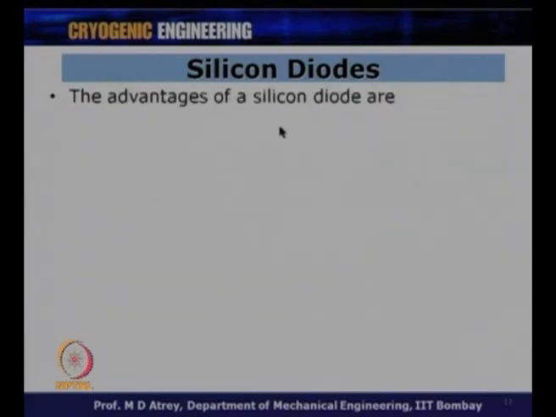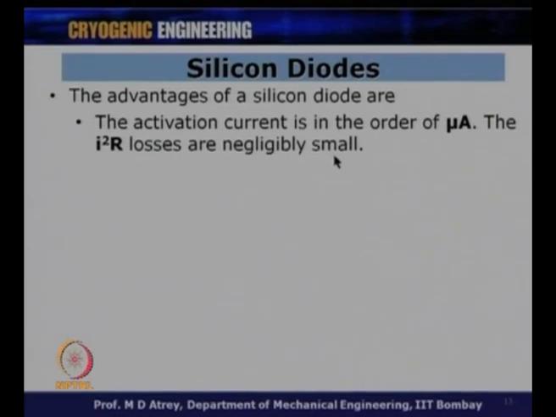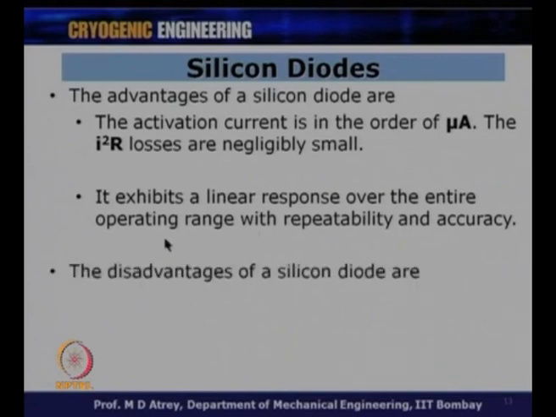Okay. The advantage of a silicon diode is that the excitation current is in the order of microamps. We saw just 10 microamps. Therefore, the I squared R losses are negligibly small. This is clear. It exhibits a linear response over the entire operating range, and good repeatability and accuracy. So, we get a linear response, which is what is expected from a good sensor, and silicon diode does show these characteristics. What is the disadvantage?